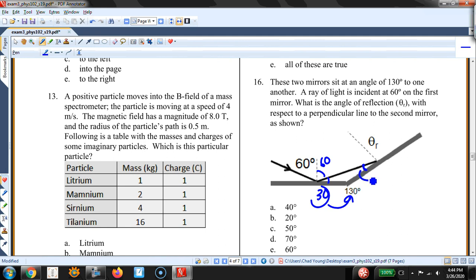This is a triangle, so this has to be 20 degrees because a triangle has a total of 180 degrees. And 30 plus 130 is 160. 180 minus 160 is 20. That means this angle, it's our complementary angle, is 70 degrees. That means that this angle is also 70 degrees.